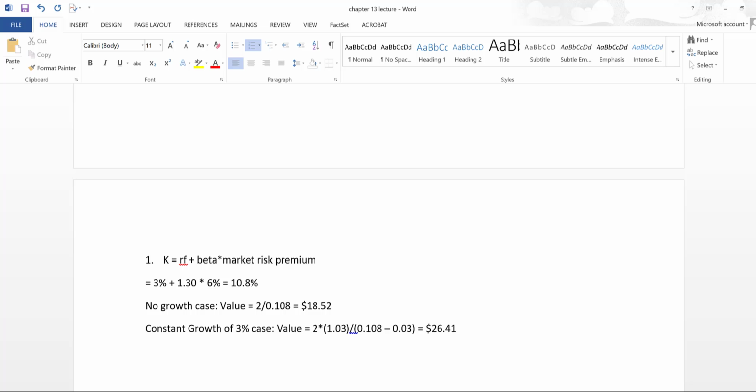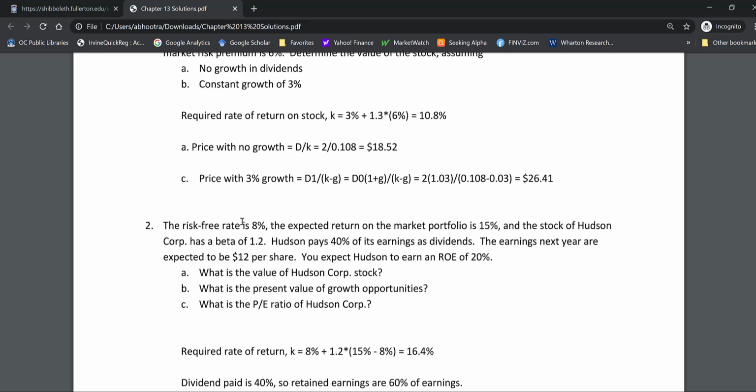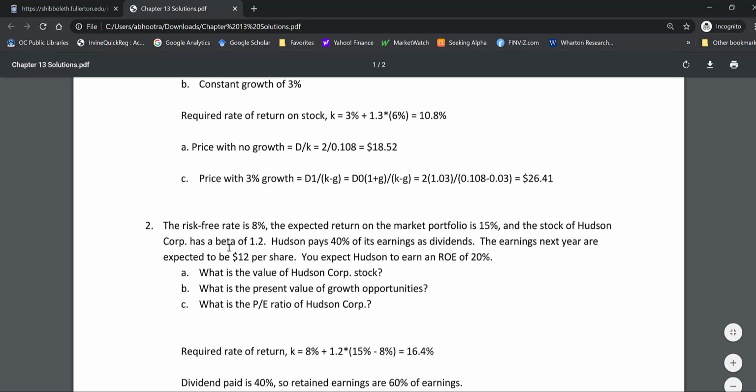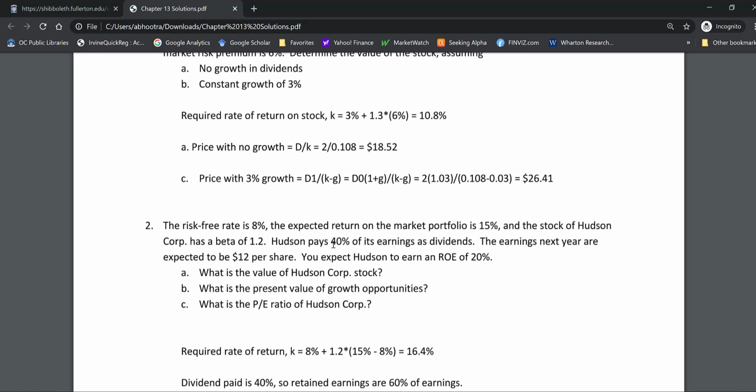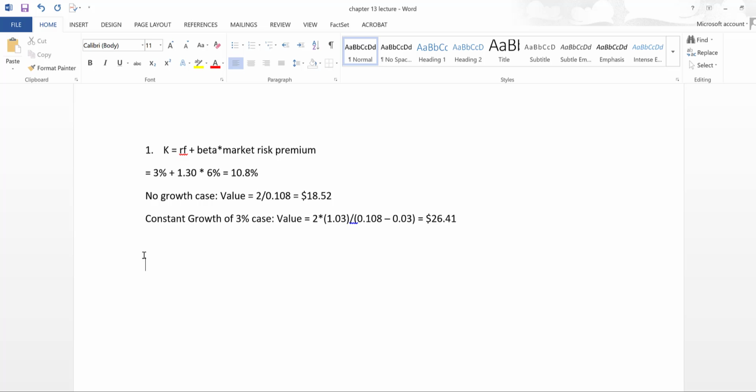Okay, moving on to the second problem. Here again we have to do valuation and also need to compute the present value of growth opportunities, that is our PVGO, and the PE ratio. Again we have the inputs for CAPM, so that would allow us to compute K, and then we have some other information that we will be using to obtain the other inputs. All right, so let's first compute the K again from CAPM. This is problem number 2 here.